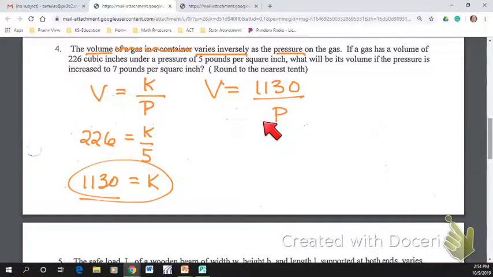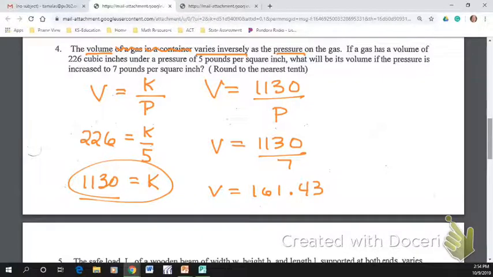Now, what do I have left to plug in? What will happen if the pressure increases to 7? So in other words, figure out the volume if the pressure is 7. 1,130 divided by 7 is 161.43. Yep, he is right.